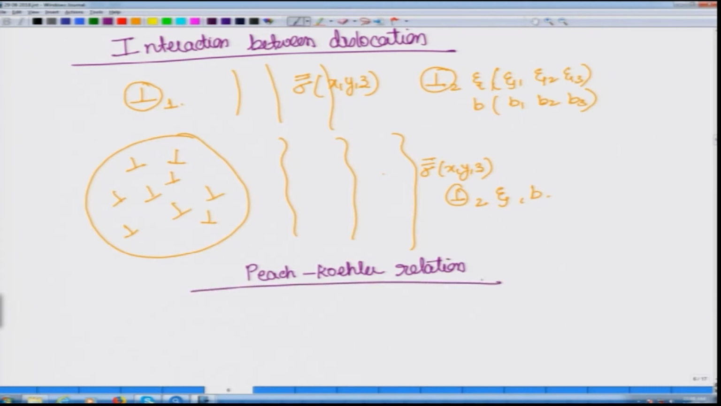So, what is this Peach-Kohler relation? It describes the forces that we want to calculate on 2, because of either the case of 1 or 2. But what we have is basically stresses acting because of, or arising from, different dislocations. So, it will be given like this.